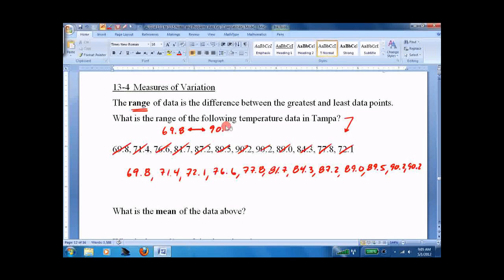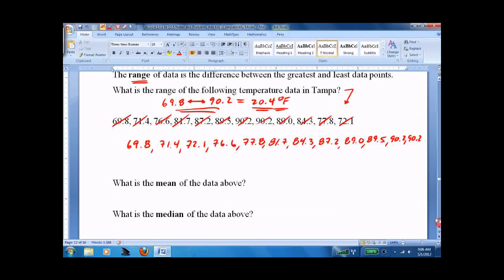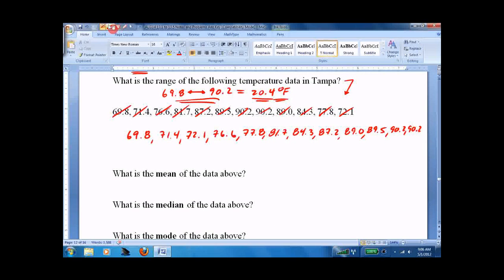to 90.2. And we would have to subtract that to get the range. So you should get 20.4. I believe this is in degrees Fahrenheit, even though we haven't really defined our units. So that's range. Now the question is, what's the mean of the data?